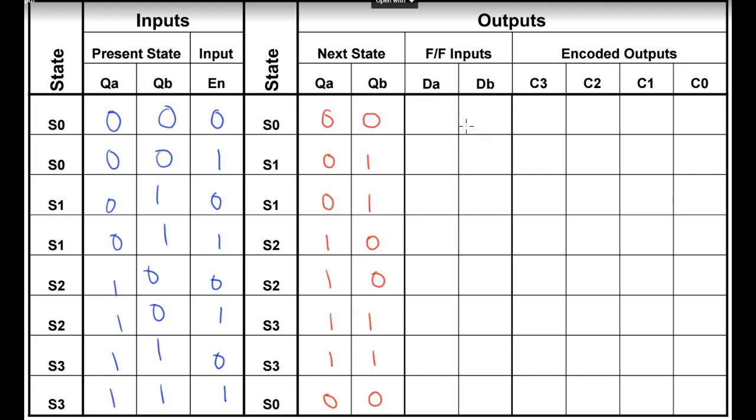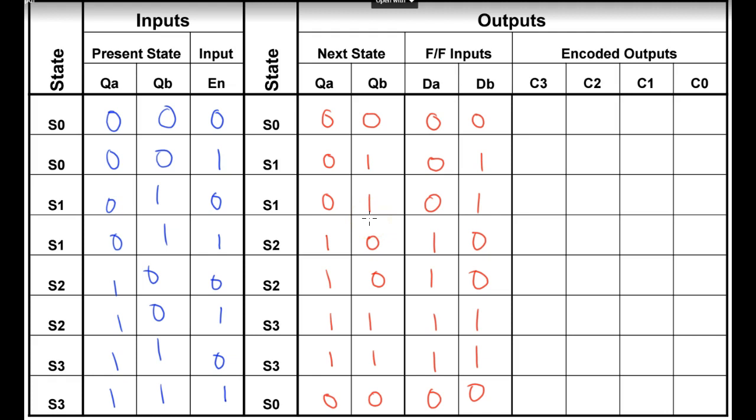DA and DB refer to the data in that we'd like. It's an output, but it's also an input. It's over here in the outputs because the outputs depend on what the inputs are. So what we're going to find is if we want to be going to state 0, we're going to have a 0 and a 0. If we want to be going to state 1, we're going to have a 0 and a 1. If we want to stay in state 1, we're going to have a 0 and a 1. Again, you can see the pattern that develops here pretty easily. It's just the same as the previous two columns.